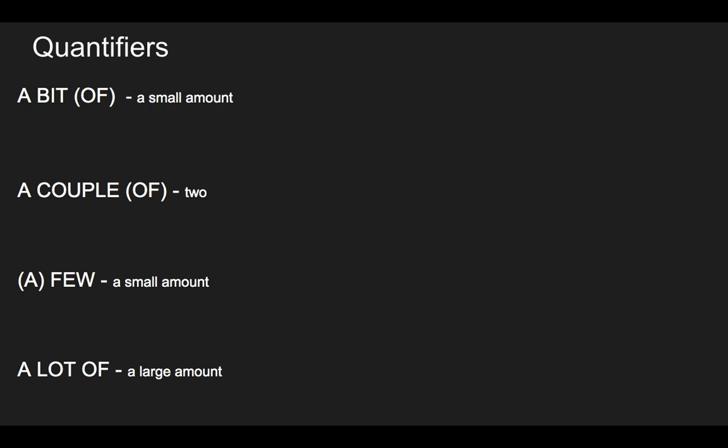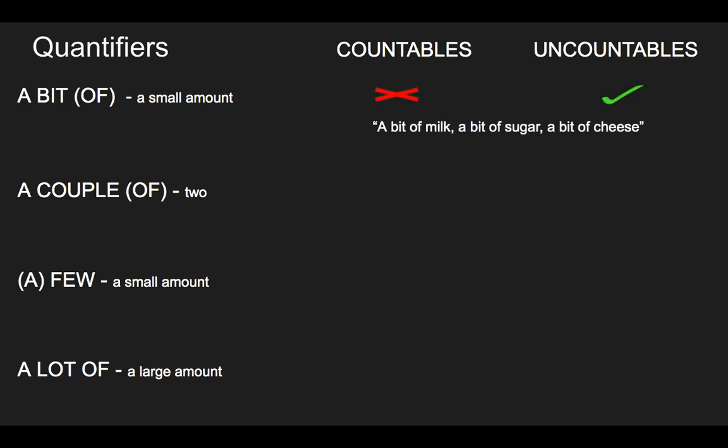A couple or a couple of means 2. A few, again, means a small amount. And a lot of is a large amount. So, with countable nouns and uncountable nouns, a bit of, we can't use it with both. So we use this with uncountable ones. A bit of milk, a bit of sugar, a bit of cheese.